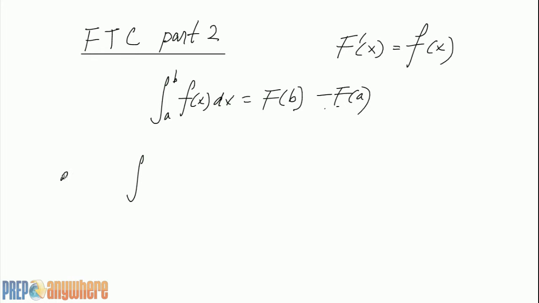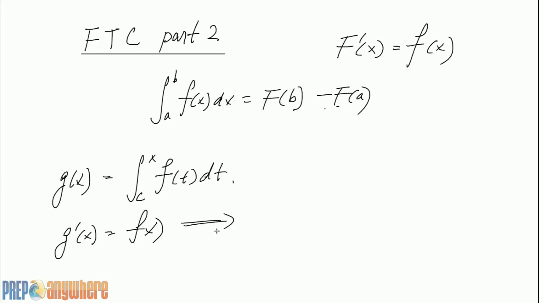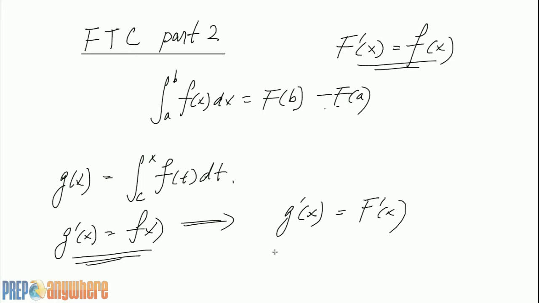Okay, so let's consider a function. Let g at x equal the integral from c to x of f at t dt. So if I differentiate that by FTC1, the fundamental theorem of calculus, I get this. Okay, look at this and this, you can see that I can claim then the derivative of such a function is f at x, which means g at x is the antiderivative of f, so big F at x plus a constant.